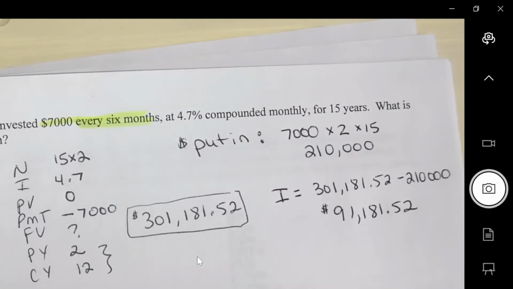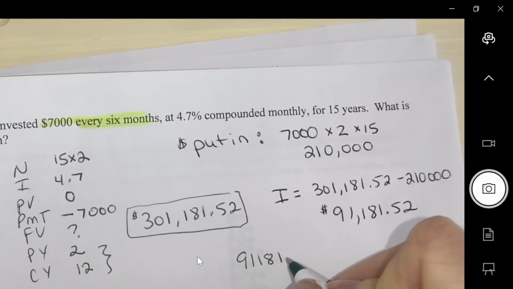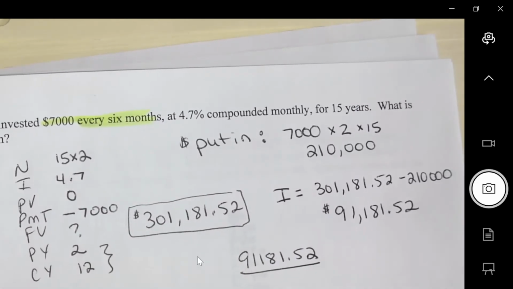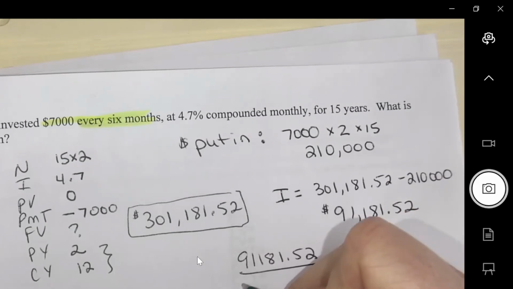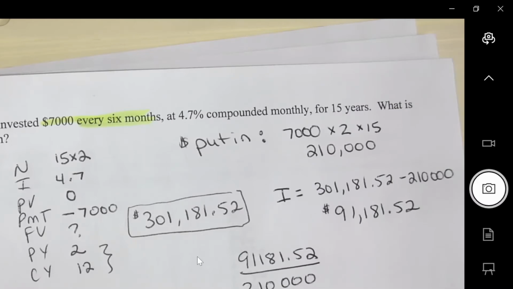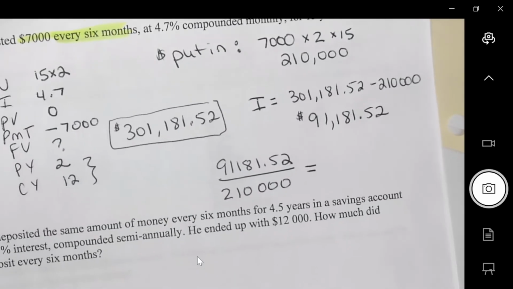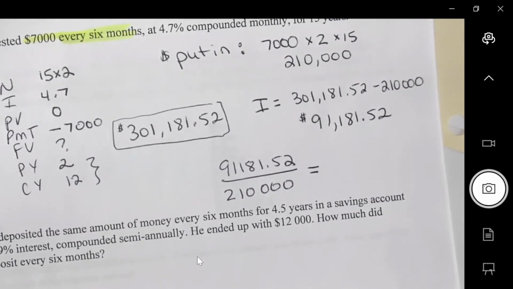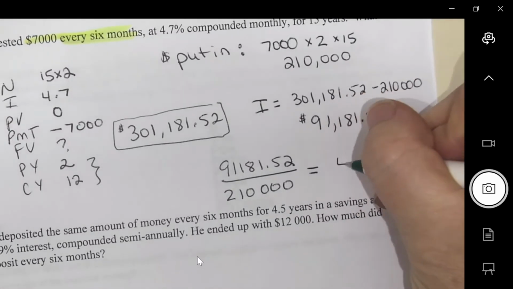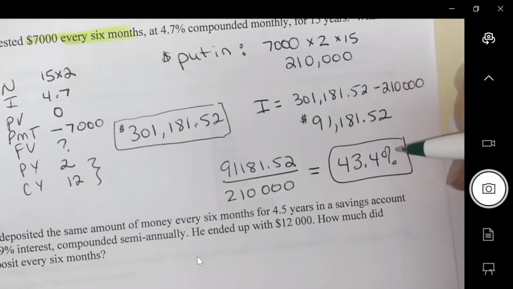Okay, so the rate of return is the money I made. So that 91,000 number is what I made, divided by what I had to put in. Okay? The money I made divided by what I put in. Ooh, 43.4%. That seems a very high rate of return.